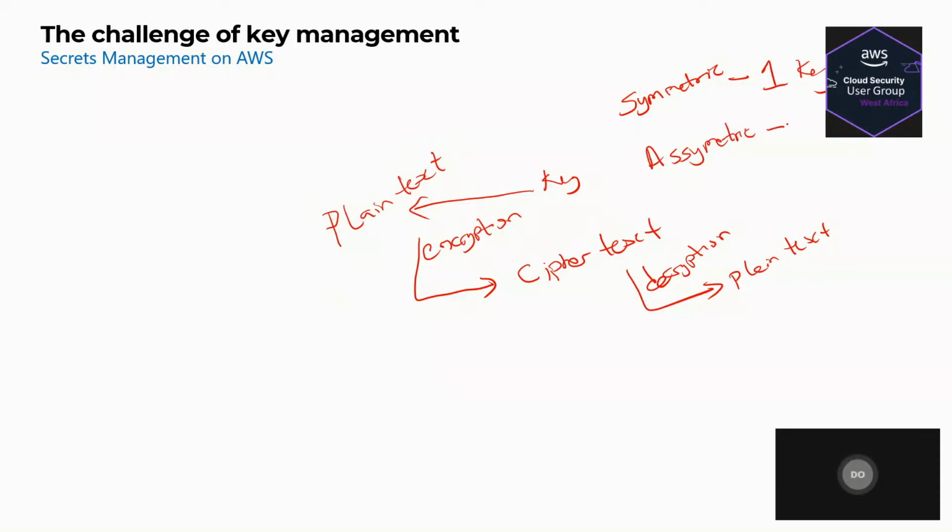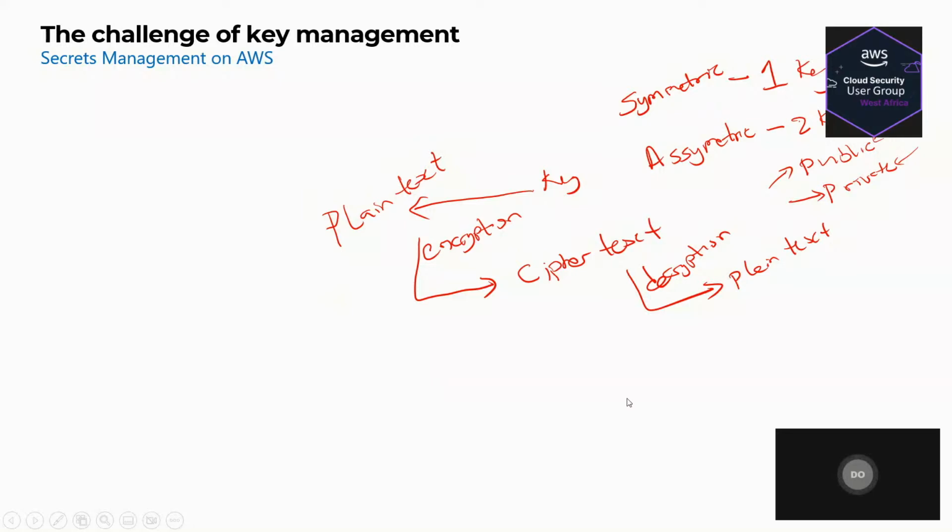And asymmetric encryption uses two keys, right? So one of the keys is going to be a public key, and one of the keys is going to be a private key. And the idea behind that is that whatever we encrypt with the public key can be decrypted with the private key. Whatever we encrypt with the private key can be decrypted using the public key. So that's the whole idea behind that, right?